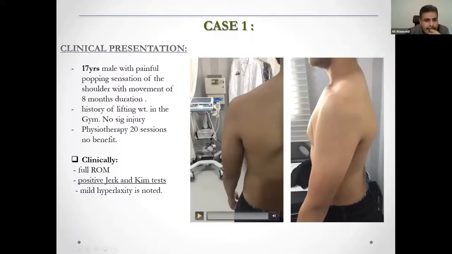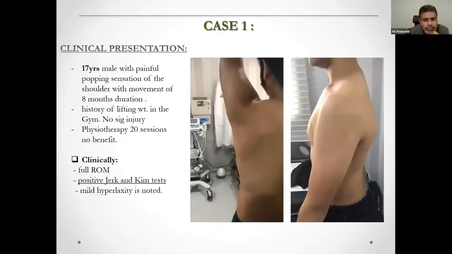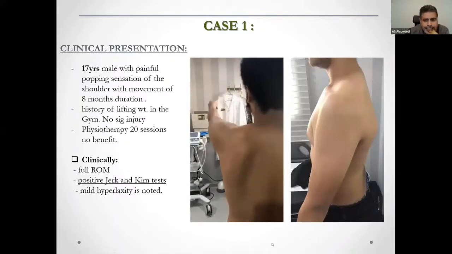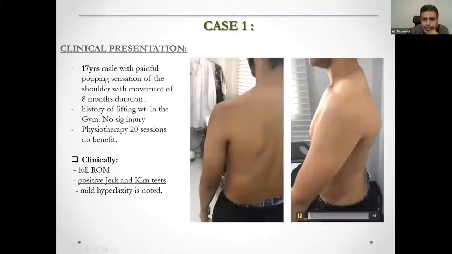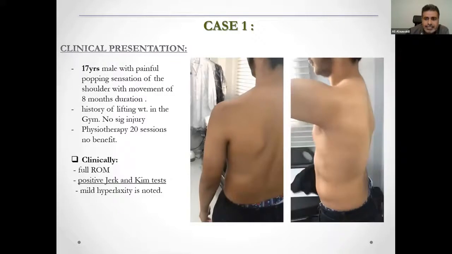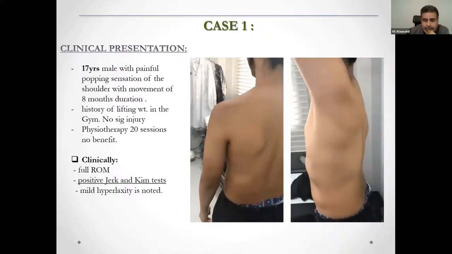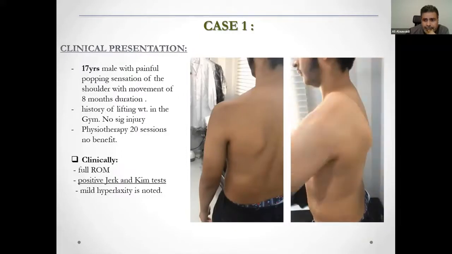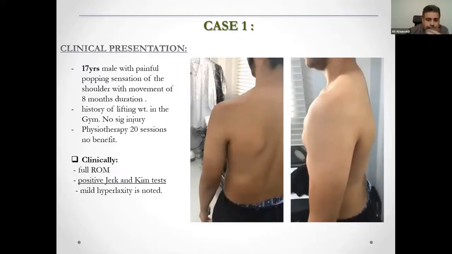He presented to me with a popping sensation, and you can look at his scapula. You can watch his scapula or scapular rhythm, and you can see the popping and the abnormality of that. You can see it through the scapulothoracic, and you can see the popping as he brings his arm down, and it looks like the head clicks back into the joint.